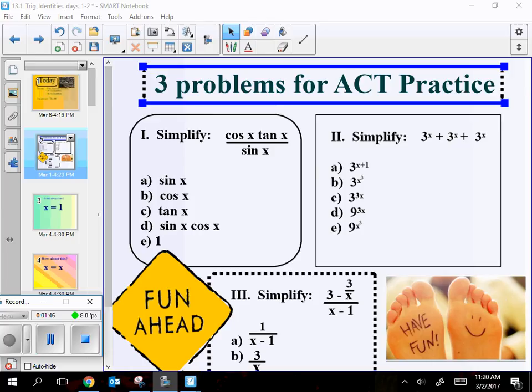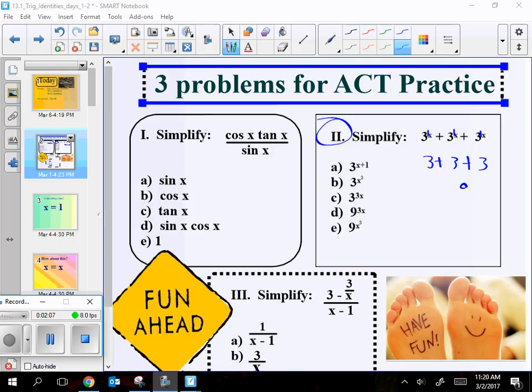Okay, so look at 2 here, and somebody tell me a way to start this thing. Yes, sir. You're going to say that x equals 1. Interesting. 1, 1, and 1. And then that's going to turn this into 3 plus 3 plus 3, which would equal 9.